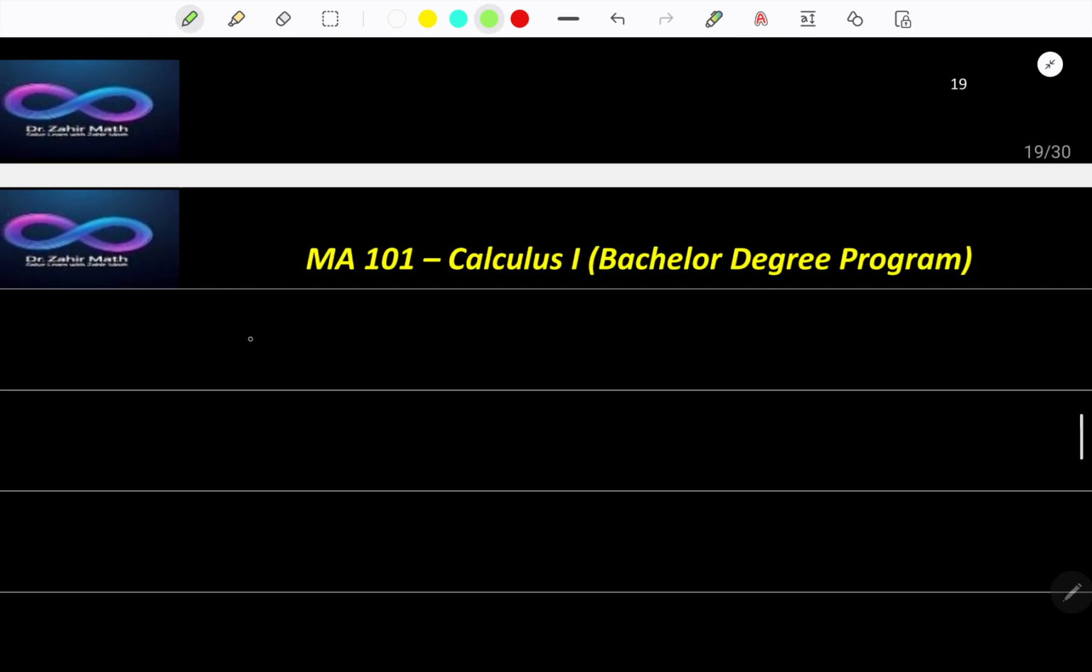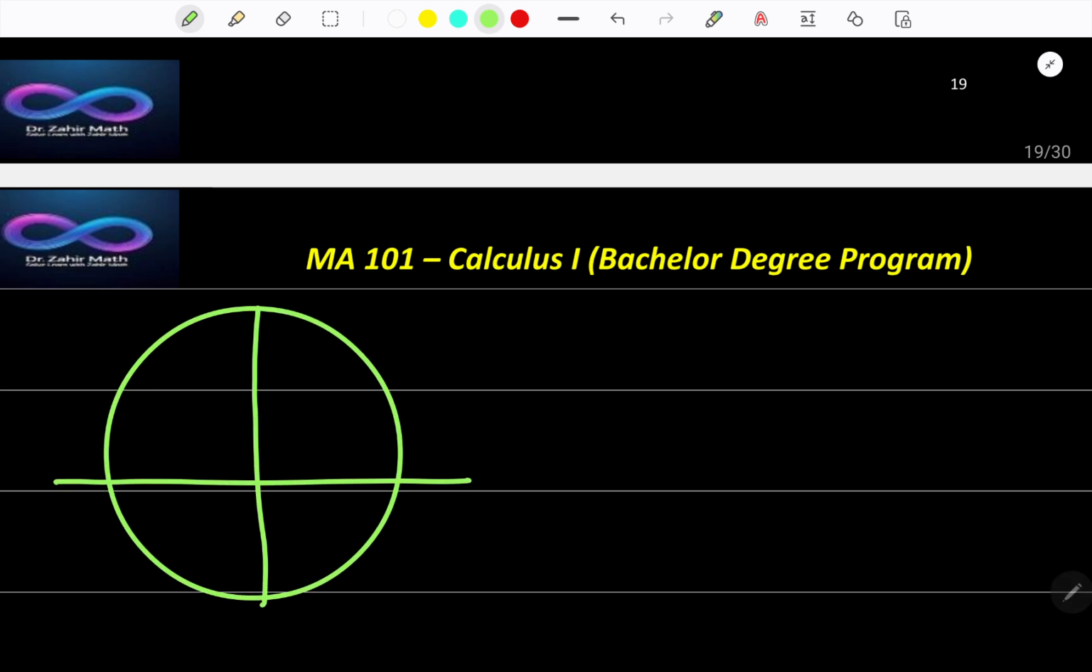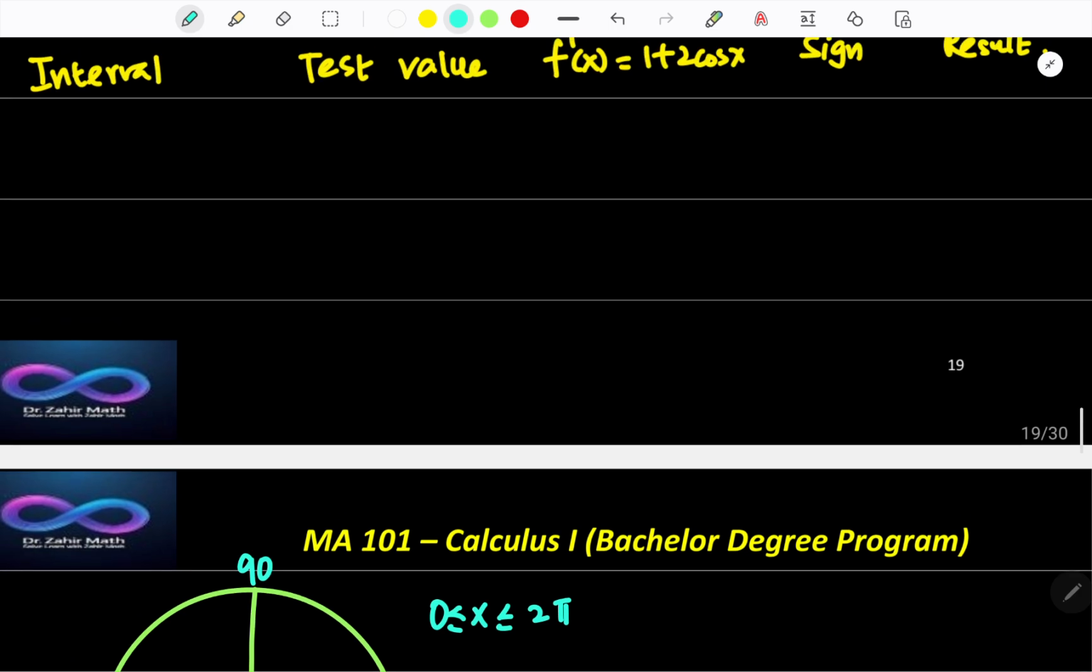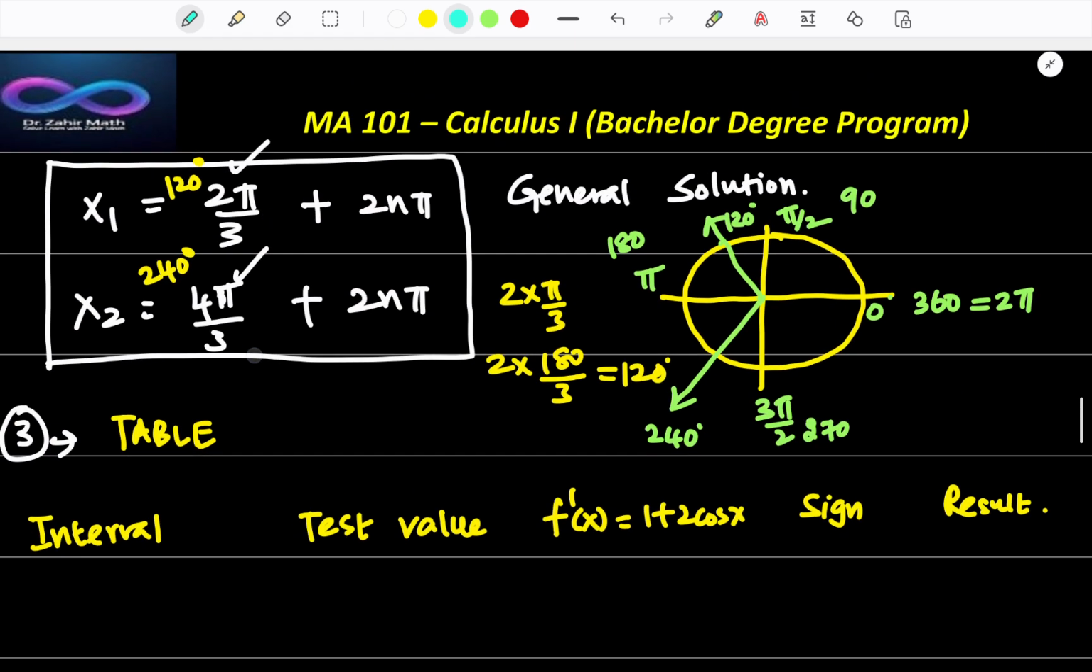Look here, maybe I'll draw this one. This is a circle. This is 0, this is 90, this is 180, this is 270, and then 360. The question given is 0 less than or equal to x less than or equal to 2 pi. Now what is the value you got from the calculator? We got 2 pi by 3 and 4 pi by 3.